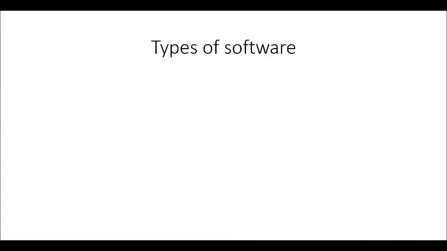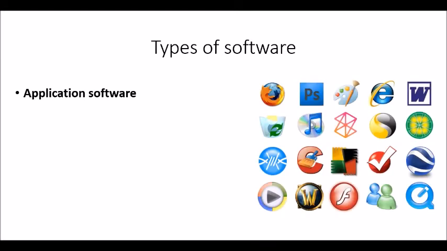All right. Now, types of software. We do have 2 types of software. One is application software. How many software can you recognize here? Of course, you can see Mozilla Firefox. You can see Photoshop. What other one? Microsoft Word, Internet Explorer. So you can see CCleaner and some other softwares here.